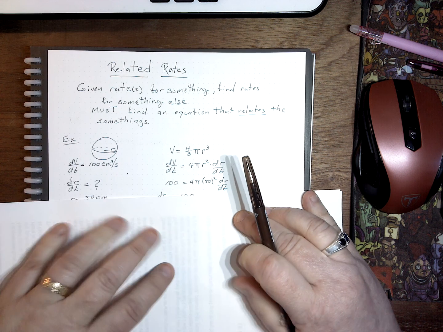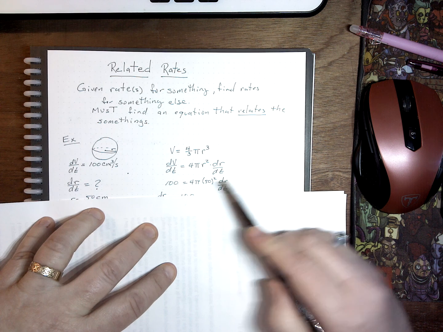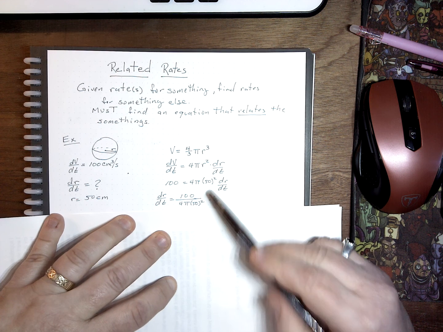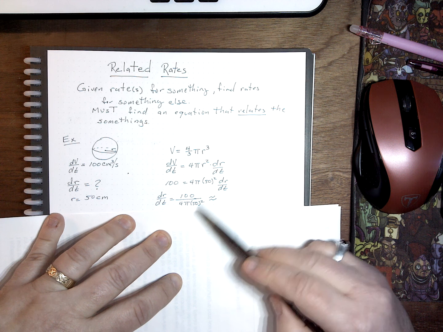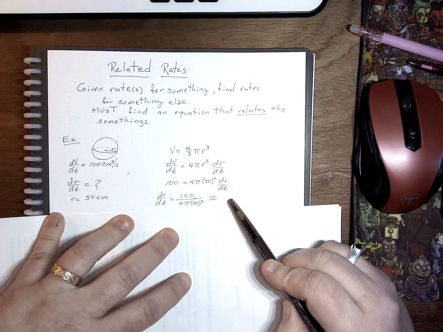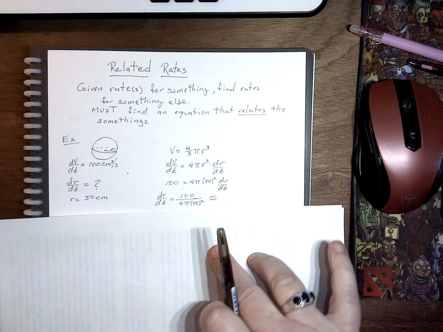So I know that dV/dt was 100. I was told the radius is 50. I'm solving for dr/dt. So dr/dt is 100 over 4 times pi times 50 squared. I never put that in a calculator, but I'm assuming you can handle that. So, next question.